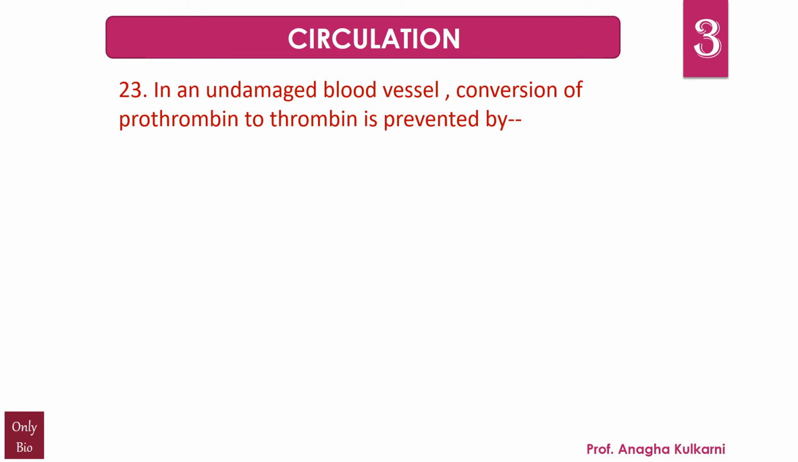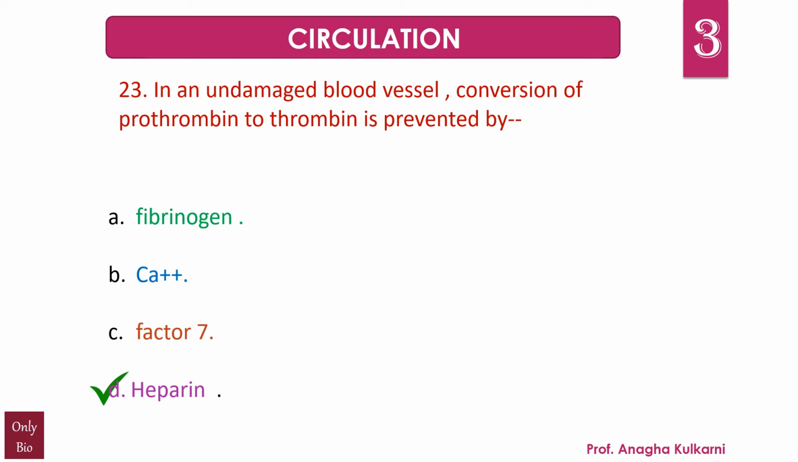Question number 23. In an undamaged blood vessel, conversion of prothrombin to thrombin is prevented by dash. A. Fibrinogen. B. Calcium. C. Factor 7. D. Heparin. And the correct answer for this question is D.